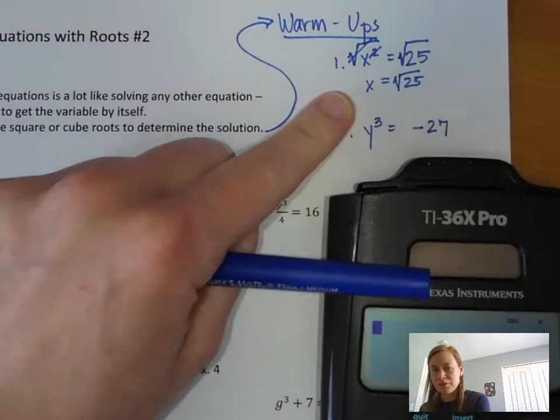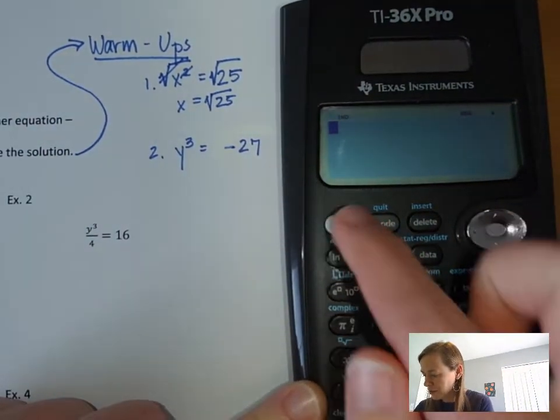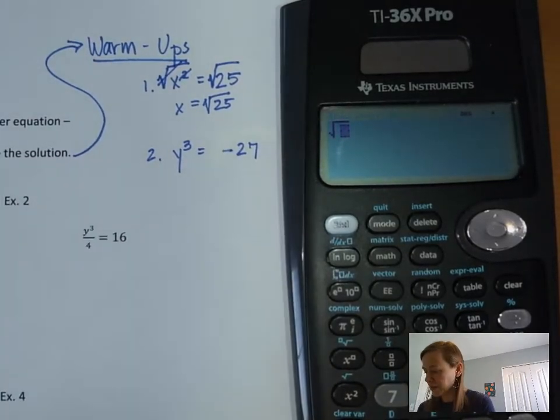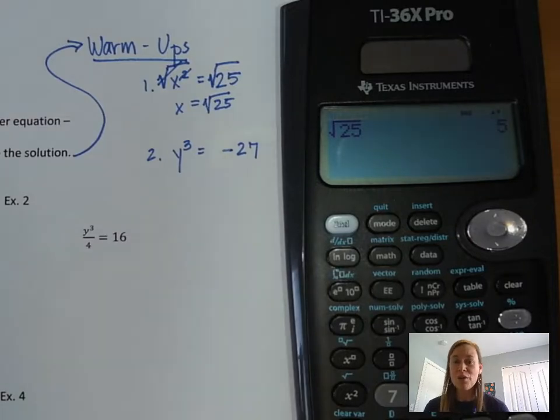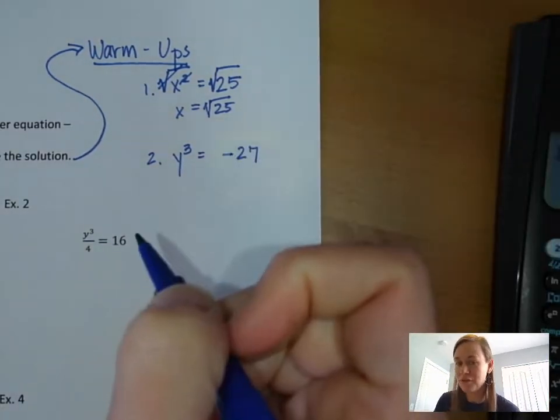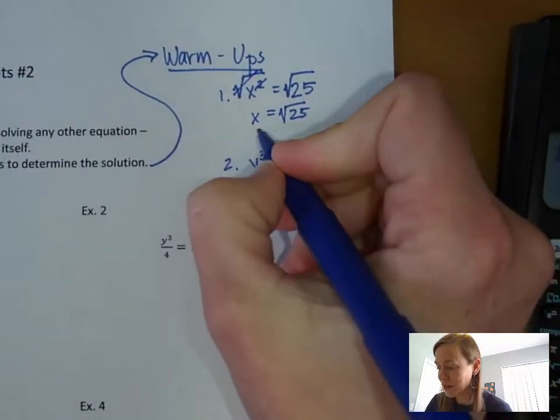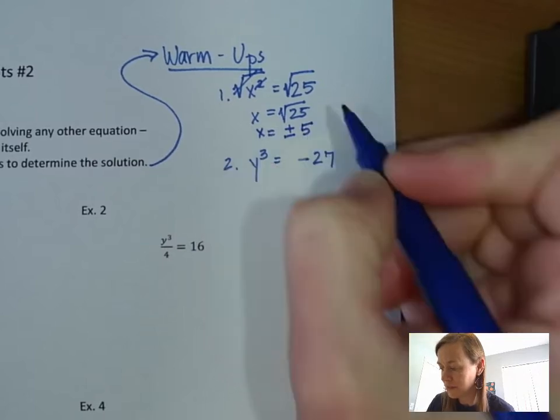Okay, so for square root, we are doing this blue button here, so you do second and then right here, and then you're just going to write 25, and that's going to give you 5. Now the calculator is always going to give you the positive version of these square roots, but you know that it could be positive or it could be negative, because 5 times 5 equals 25, but negative 5 times negative 5 also equals 25. So your answer is going to be positive or negative 5.